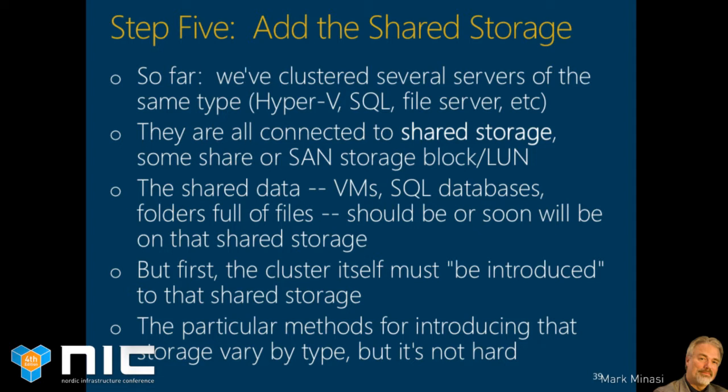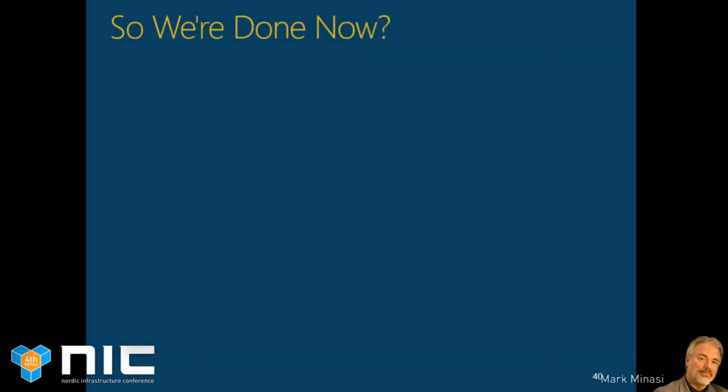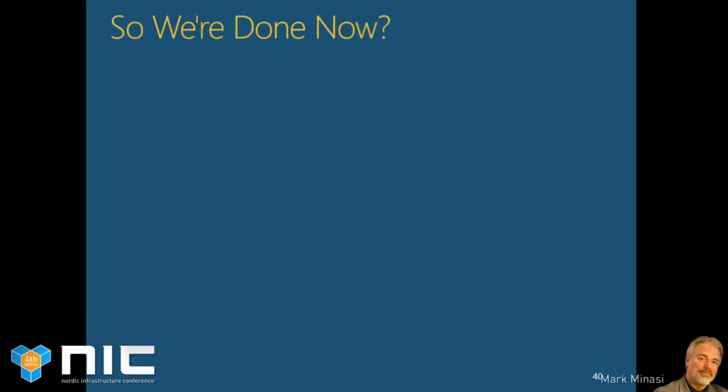Okay, right? So, to add the shared storage, at this point we've got the nodes working. We've got to connect them to our shared storage in some way, and the way you do that depends on the particular kind of shared storage that you're using. If you're using iSCSI LUNs, you have to connect them to the nodes first, and then you can do it through the GUI. If you're using a file server, you don't have to do anything at all. If you're using storage spaces, it's also pretty easy as well.